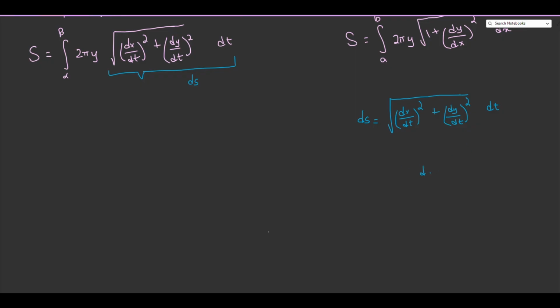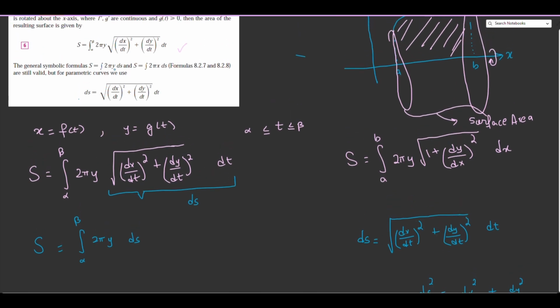This can also be written in this form: ds squared equals dx squared plus dy squared. So the formula for s can also be written simply as the integral from alpha to beta of 2 pi y ds, as written here, or it can also be written as 2 pi x ds.